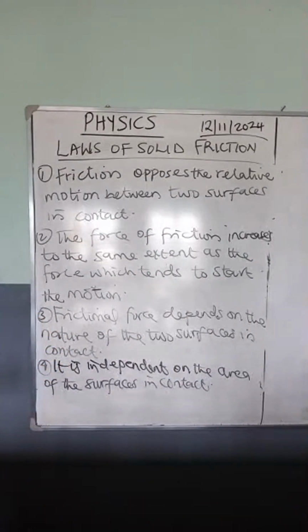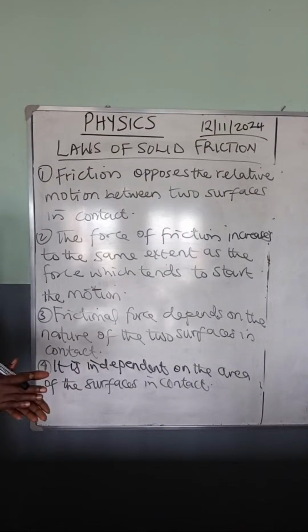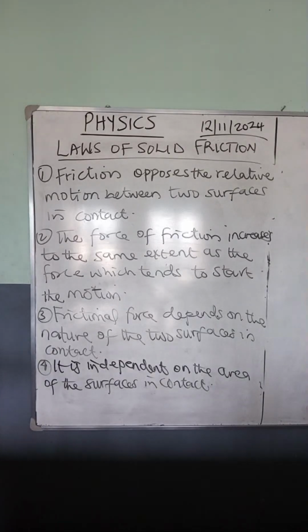Number three, frictional force depends on the nature of the two surfaces in contact. You cannot bring two smooth surfaces and say that friction will take place, and you cannot compare it with a rough and a smooth surface. Then number four, it is independent of the area of the surfaces in contact. Even though the surfaces in contact must be there for friction to take place, it does not depend on the area of the surfaces in contact. So the last one, are we done? Yes.